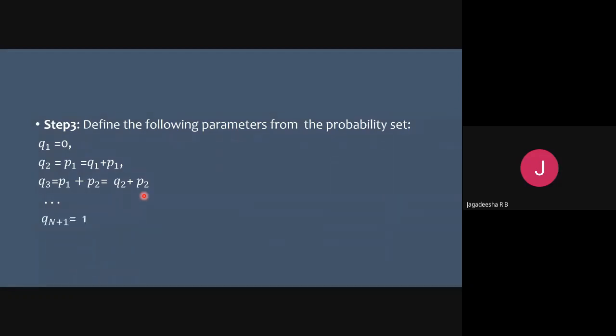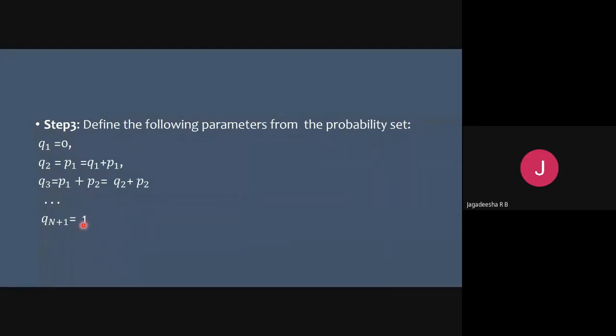Okay. Similarly, you go on Q4, 5, 6 until Qn plus 1. Qn plus 1 is equal to 1, right? Because n is the total number of symbols. We started from Q1. So when we reach Qn plus 1, it of course should reach 1, because the first one we consider as 0. We are counting from P1 here, P1, next P1 plus P2, next P1, P2, P3, next P1, P2, P3, P4, and so on. Finally, P1 plus P2 plus P3 up to Pn. So you know the sum of probabilities will be equal to 1, right?